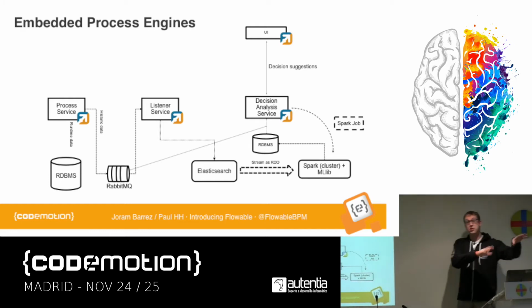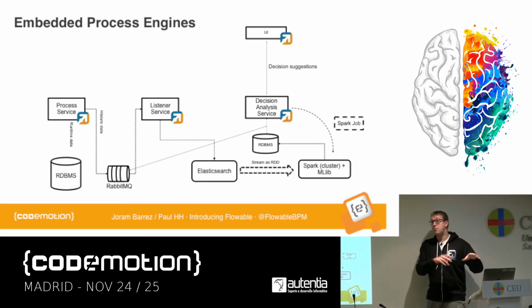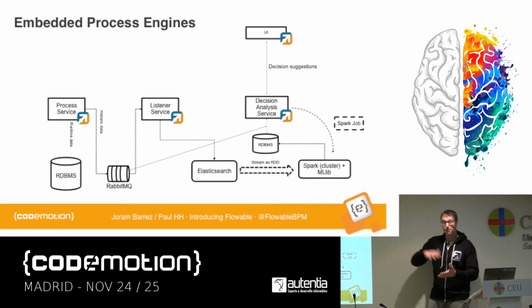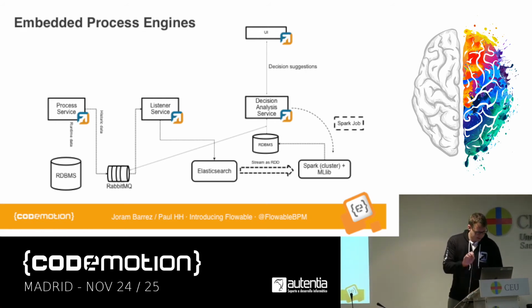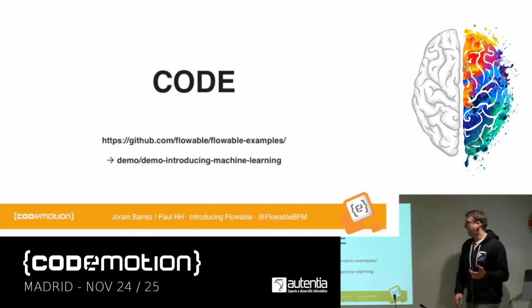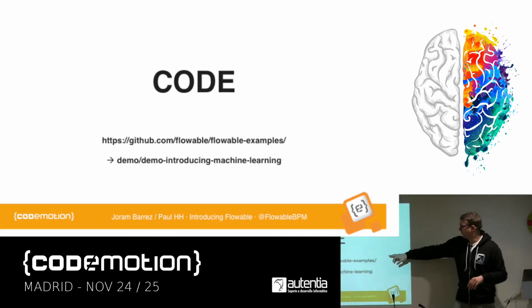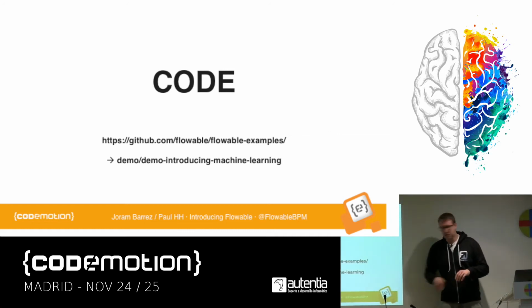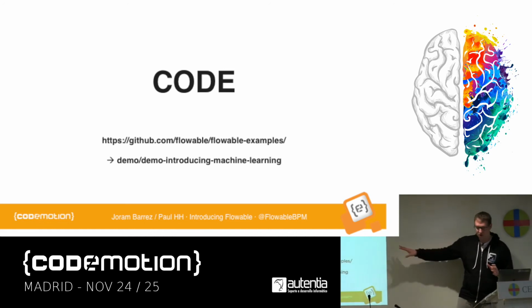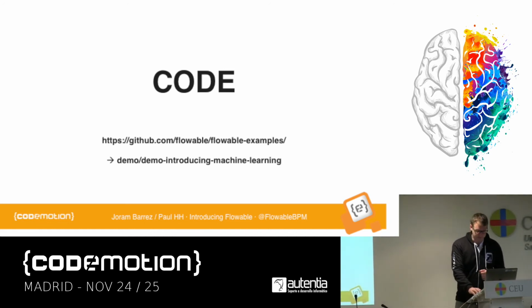Because as you've seen, Paul has driven it purely through the UI, but all the things that he's done through the UI are possible by just adding the Flowable dependencies, adding your own dependencies, and building your own application. And all the code of this you can find online. You just go to the Flowable GitHub repository. There's a Flowable examples project repository, and then you go to the introducing machine learning example. So all the code that I'll show you, you can look up later and play with it, fork it, whatever you want.